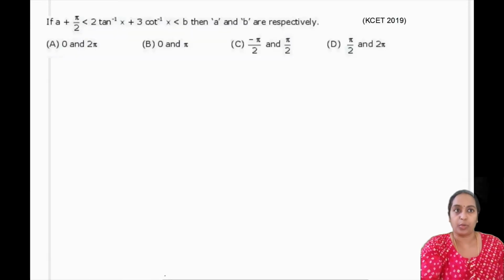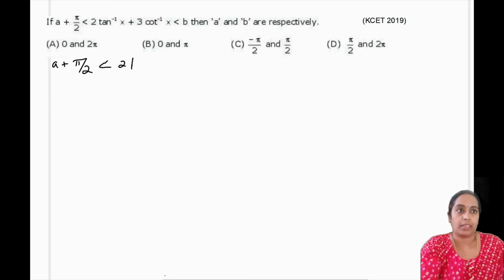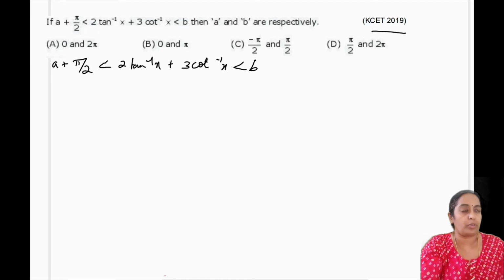Yes, children. Now moving on to the next question, question number 8. The question says a plus pi by 2 less than 2 tan inverse x plus 3 cot inverse x less than b. This question is from the 2019 question paper. Finding a and b is the question.